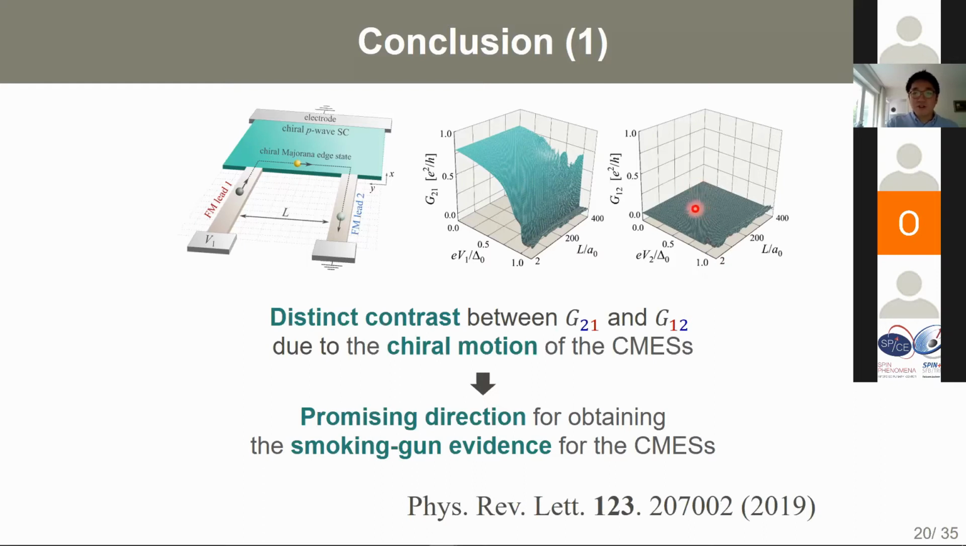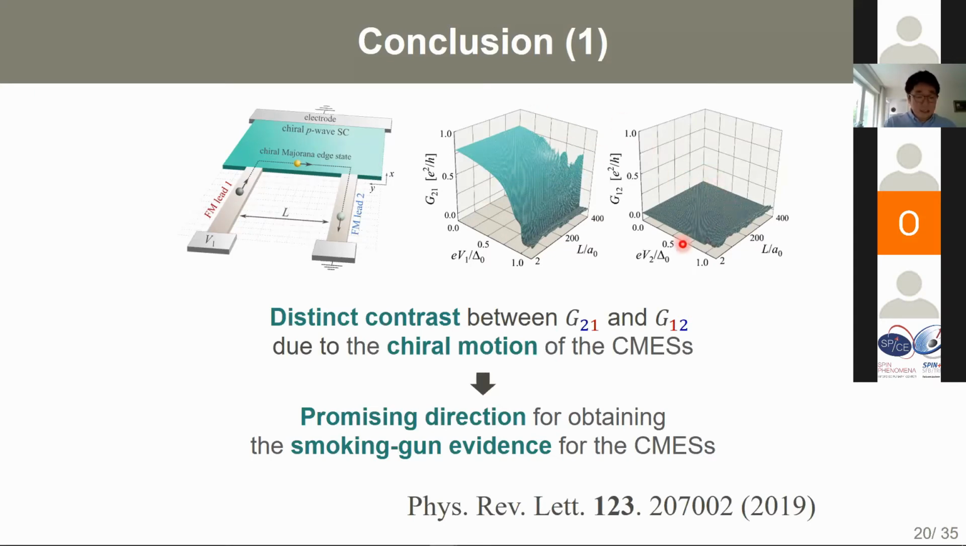And we can measure both of the two spectra by replacing the lead wire to which the bias voltage is applied. So we can measure both of them in a single experimental setup. And moreover, we can identify the chiral Majorana edge states conclusively only from the finite-zero contrast.